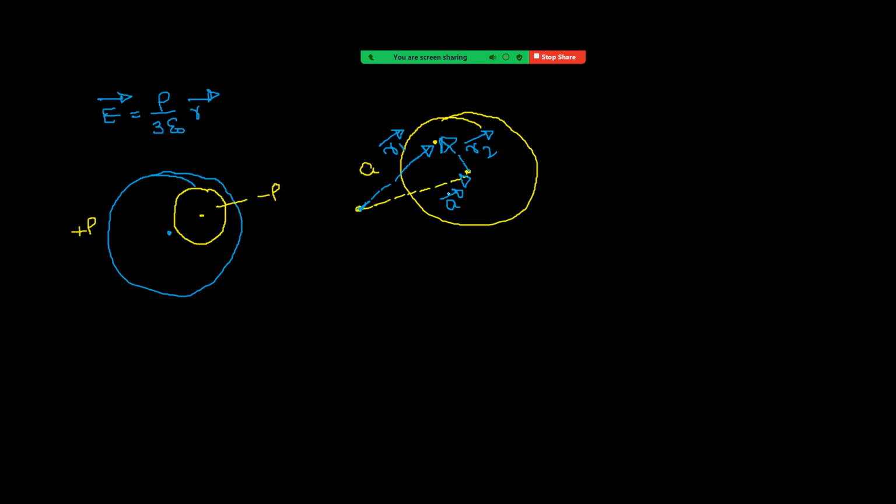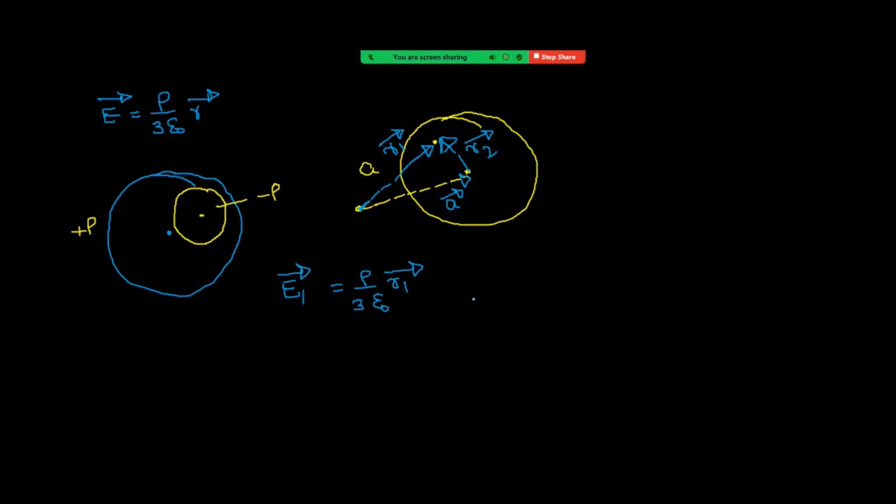So here we are finding the field inside the cavity at one point. We find the field due to the bigger sphere, next due to the smaller sphere, then take the resultant of those two. Let us call the field due to the bigger one E1 bar. It can be written as rho by 3 epsilon naught into R1 bar. This is the field due to the bigger one at that point.